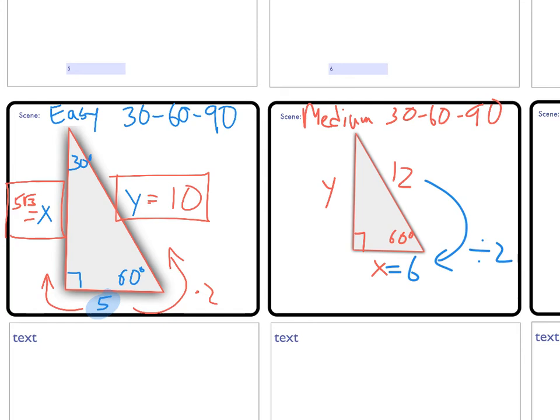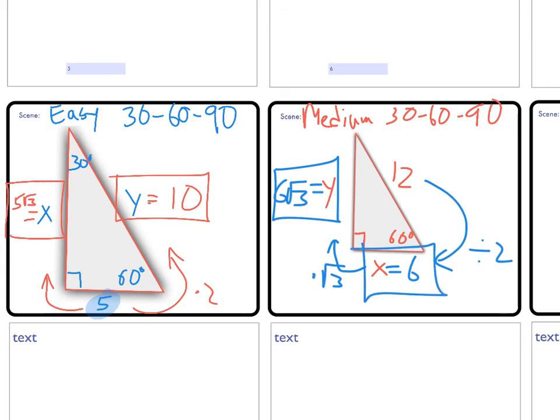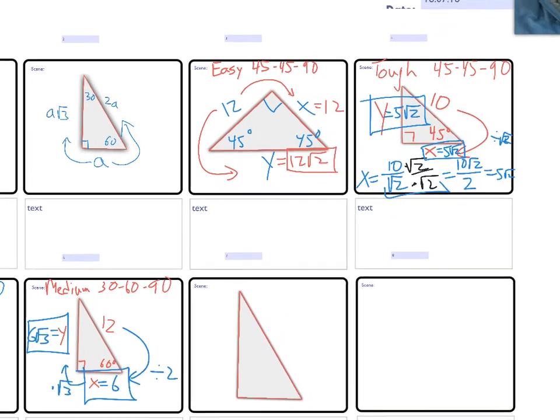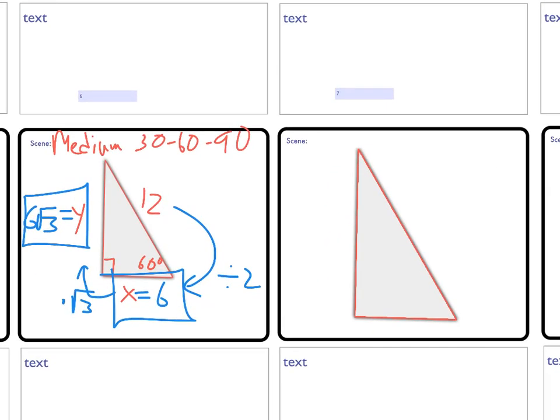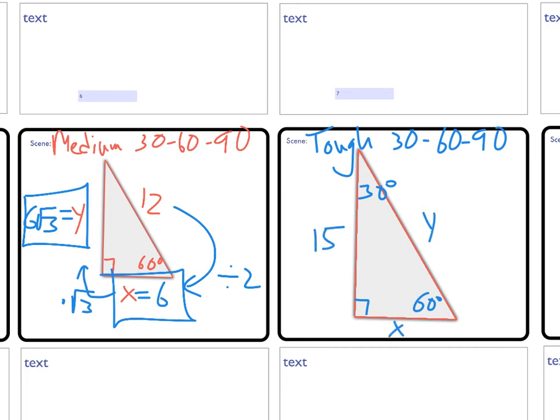Not too tough. A little bit of division there. And then to get from the short leg to the long leg, we're always going to multiply by the square root of 3. So this is 6 times the square root of 3. There you have it. And then last but not least, we've got the tough one, the challenging one. So this is the tough guy. So the tough one is when we know this guy is, let's say this is now 15. And we want to find these two legs.